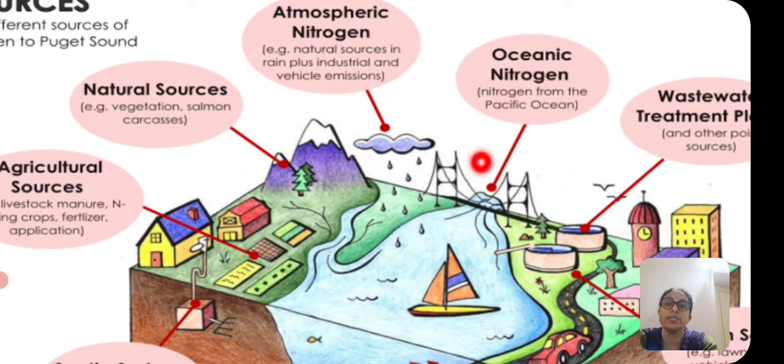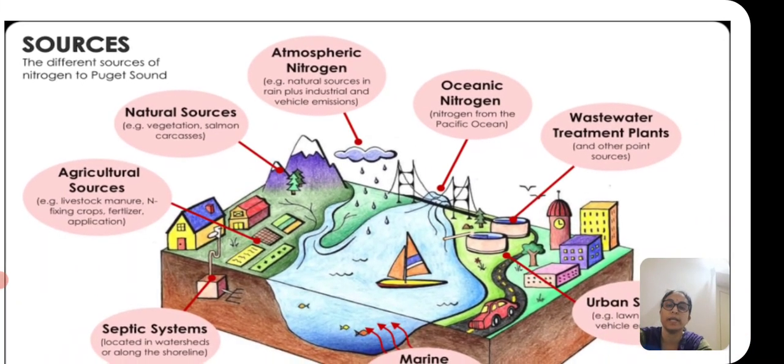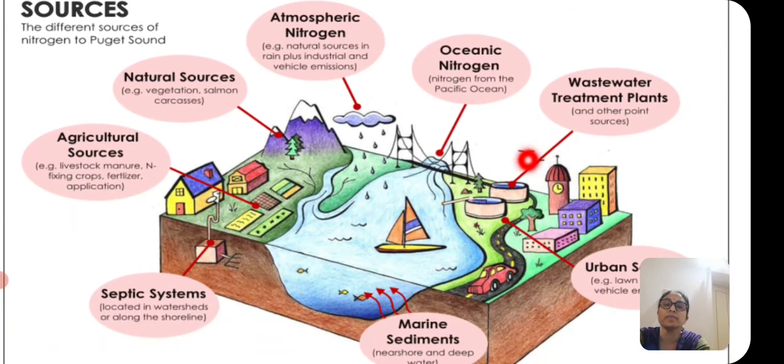Then oceanic nitrogen, the nitrogen from the Pacific Ocean. Nitrogen enters the ocean and also water bodies as sediments, and also the leached out nitrogen products like nitrite and nitrate ions enter the ocean body, and they again contribute the nitrogen source to nature. And also wastewater treatment plants, sewage plants, there also the sources of nitrogen can be seen.